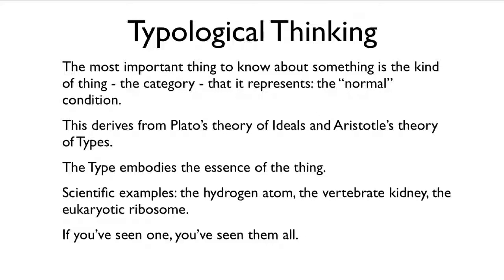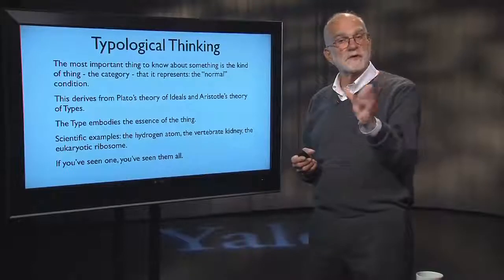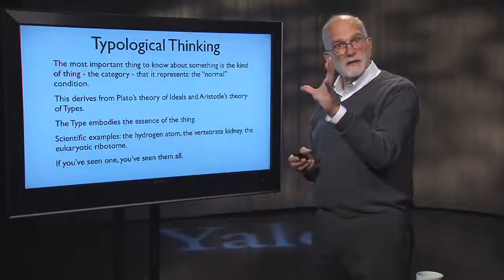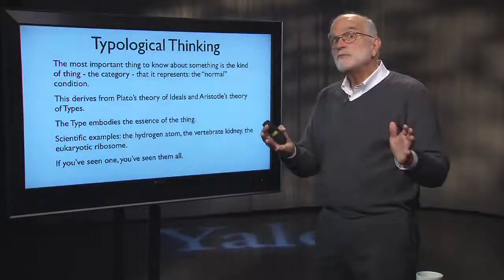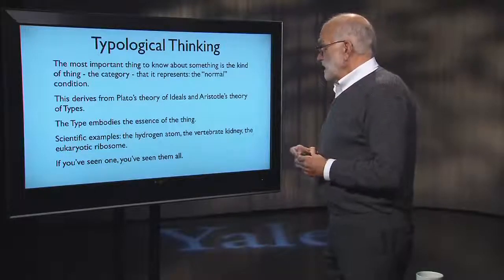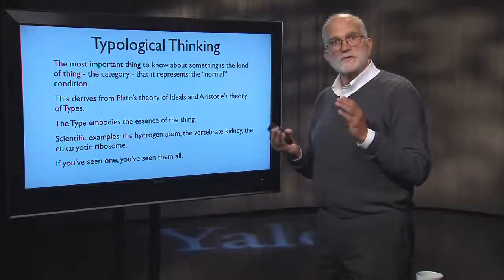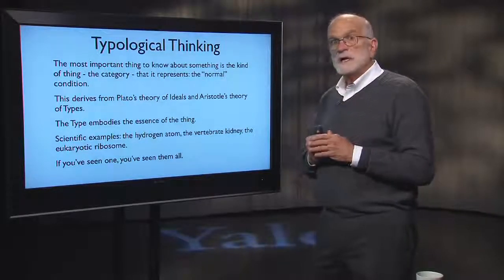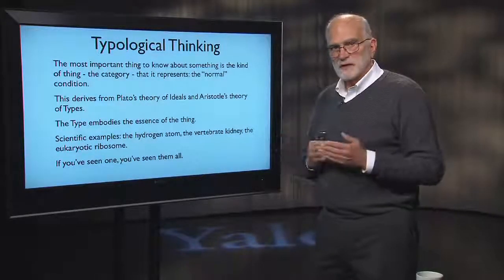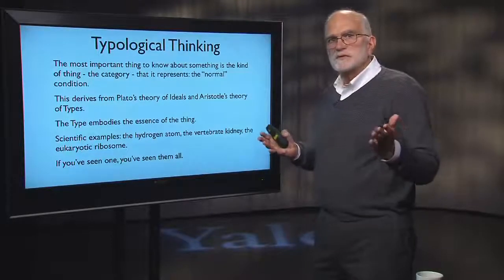Now, there are many places in science where this works pretty well. For example, the hydrogen atom. If we just think of all hydrogen atoms as having a nucleus and a single electron, a proton and an electron orbiting around it, we do pretty well. The vertebrate kidney. Now, in terms of understanding basic physiology, we don't need to worry very much about the variation between individuals in the performance of their kidneys.